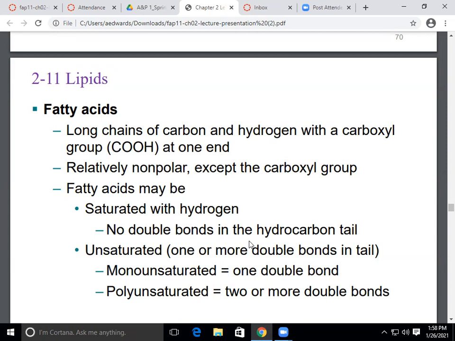But to be saturated means you're saturated with hydrogen atoms. It's like wet, like you're just full of hydrogen atoms, which means you're not going to have any double bonds in that tail that's made up of hydrogen and carbon, which we call a hydrocarbon. To be unsaturated means you have at least one, if not more, double bonds in that hydrocarbon tail. If you have one double bond, that fatty acid is monounsaturated. If it has multiple double bonds, it's polyunsaturated, okay? So we'll show you the implications of that.